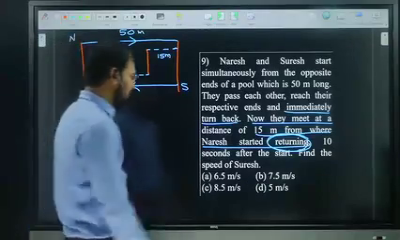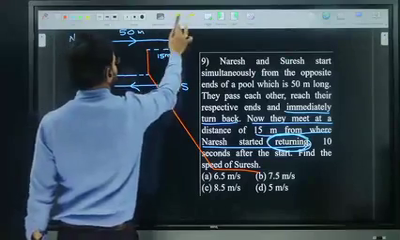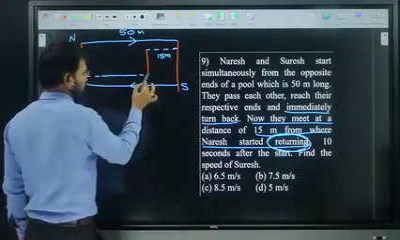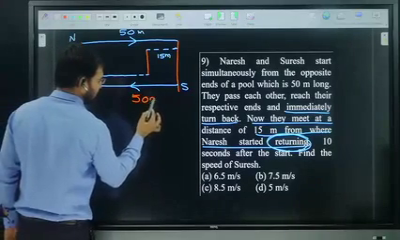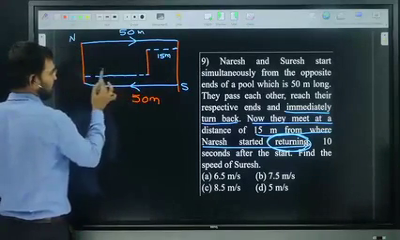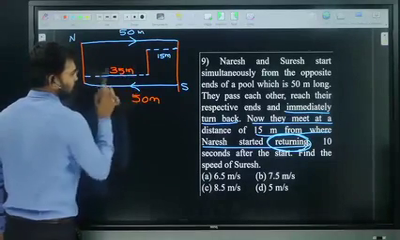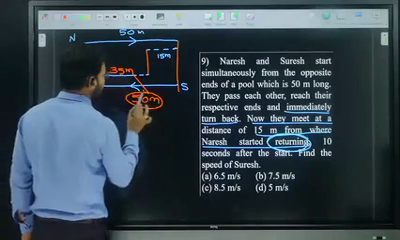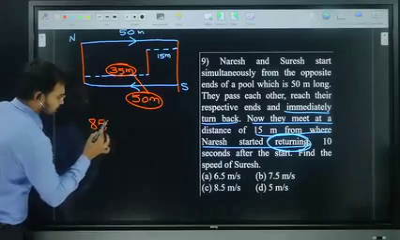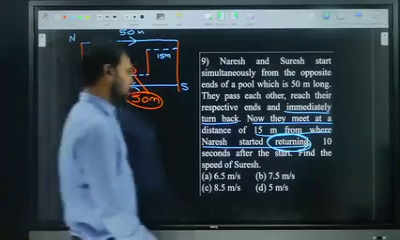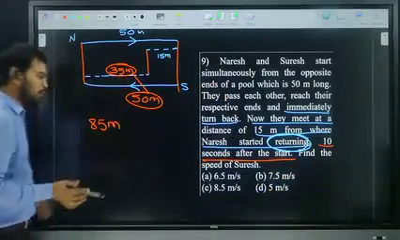They're asking the speed of Suresh. This is the crossing point. Suresh covered this 50 meters. If this is 15, automatically this is what? 35. Therefore, Suresh covered this 50 meters and this 35 meters. So total Suresh covered how many meters? 85 meters.